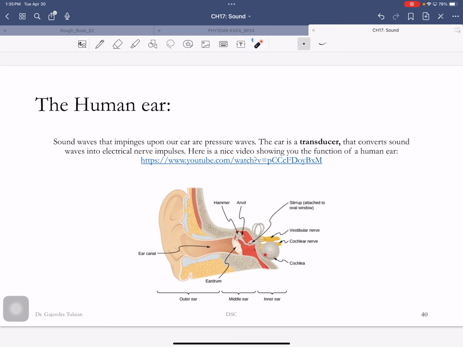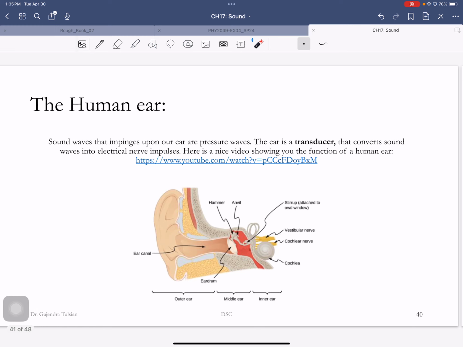In the cochlea, there's a long coiled membrane, and as the fluid vibrates, different parts of the membrane vibrate at different frequencies, and that's how all the frequencies are separated. Anyway, an amazing device. You guys should go see the YouTube video.